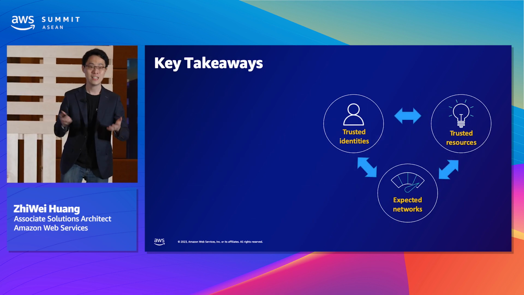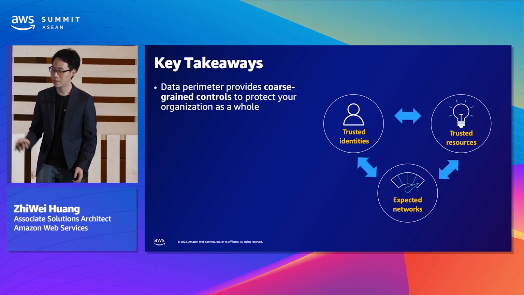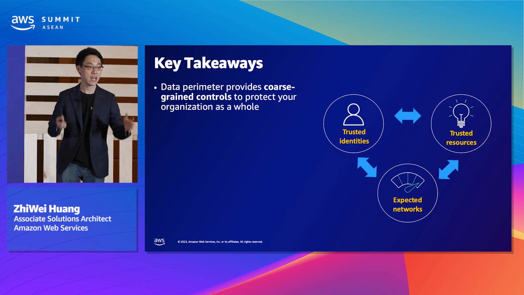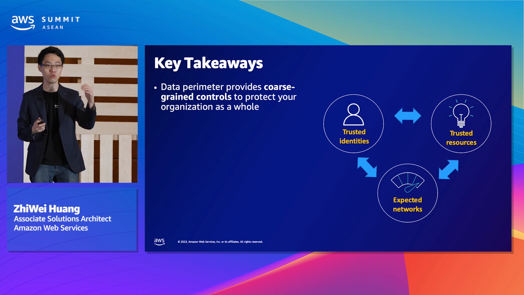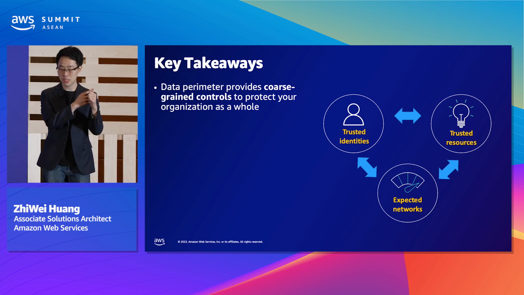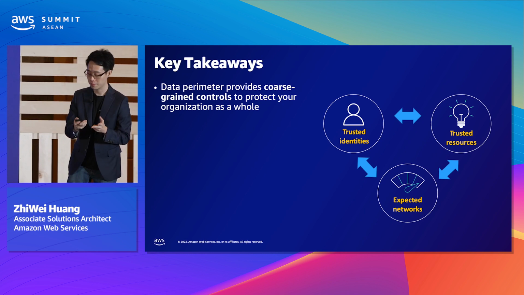So finally, the key takeaways for the entire presentation. It's important to note that data perimeter is a form of coarse-grained control to protect your organization as a whole. It sits above and beyond your existing IAM users and roles which have fine-grained permissions, and ensures that your trusted identities can only access trusted resources only from expected networks.